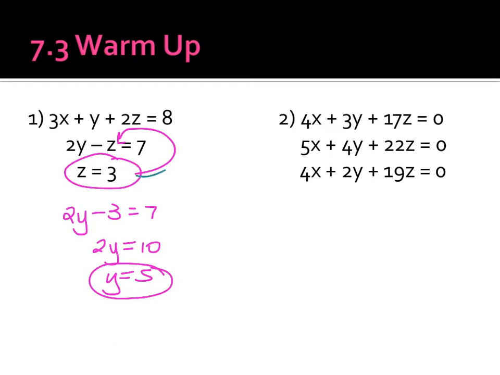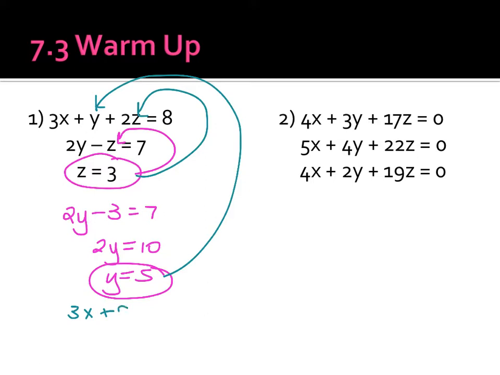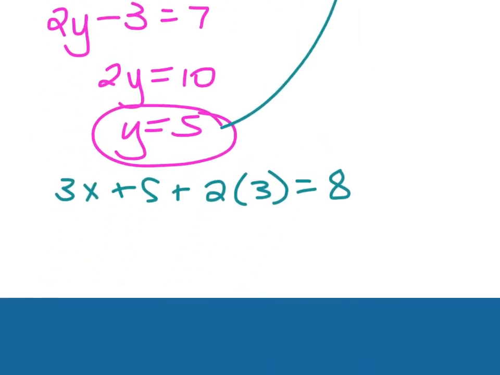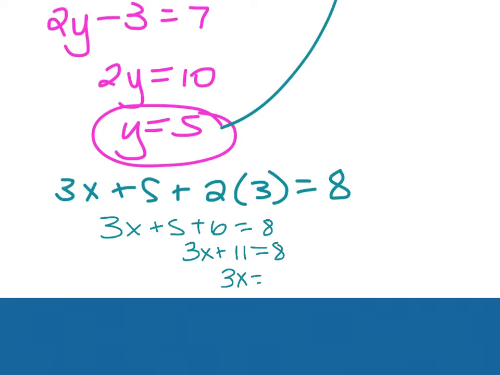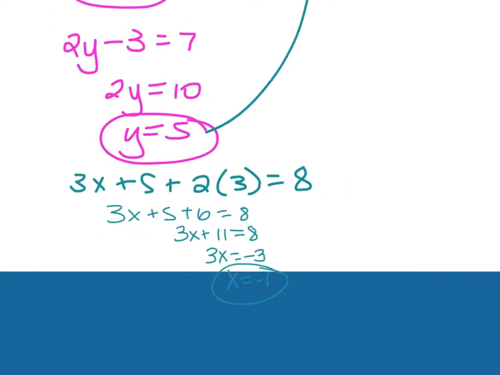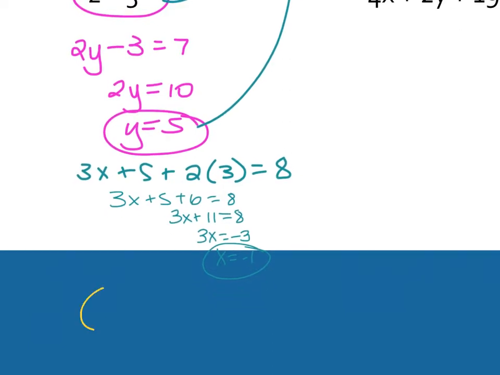And then I take the z, plug it in, the y, plug it in, and I get 3x plus 5 plus 2 times z equals 8. And then 3x plus 5 plus 6 equals 8. 3x plus 11 equals 8. 3x equals negative 3. And x equals negative 1. And then you've got all of them: negative 1, 5, and 3.